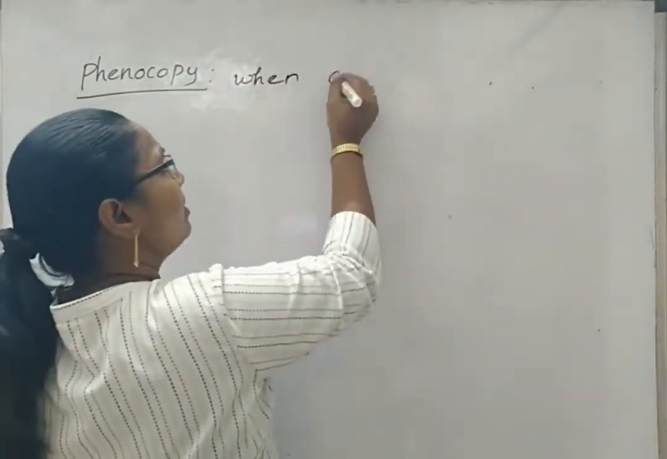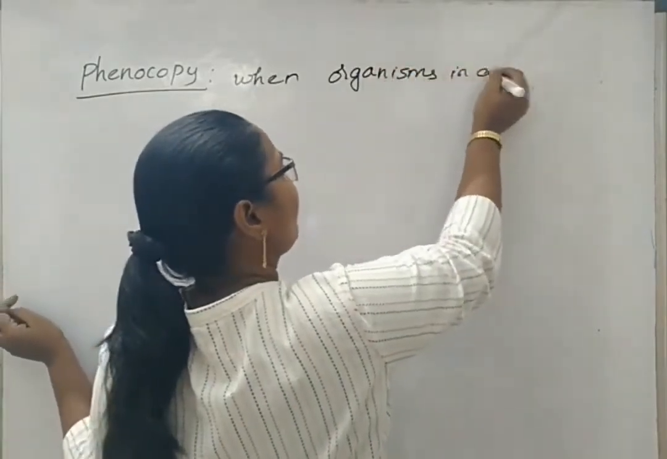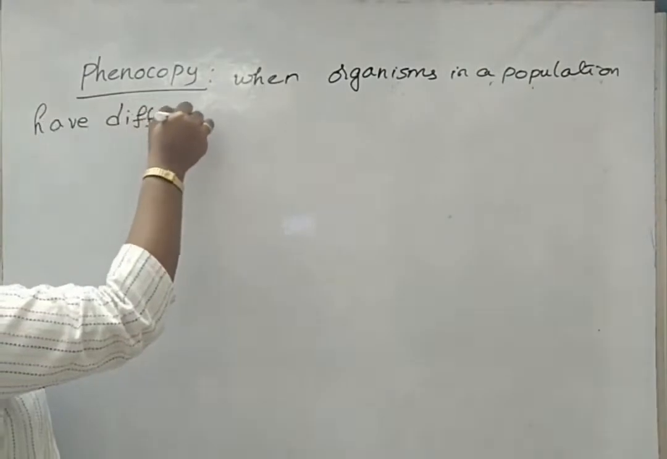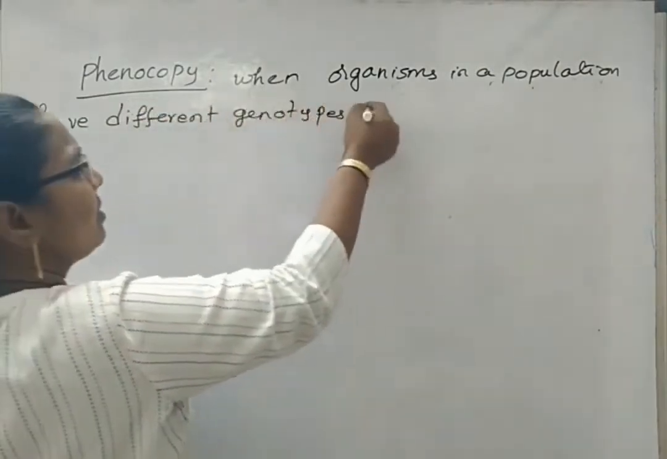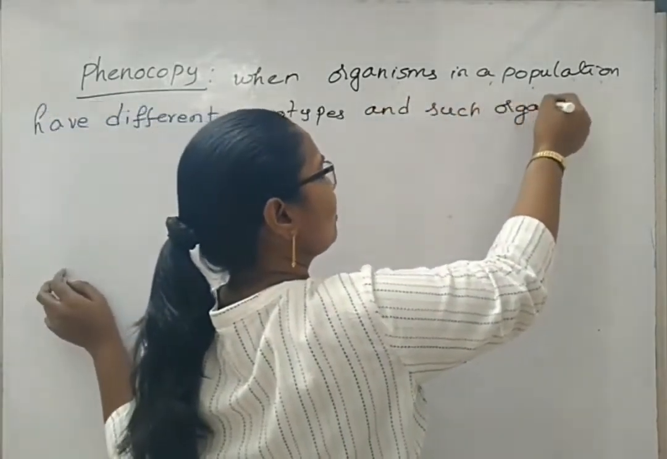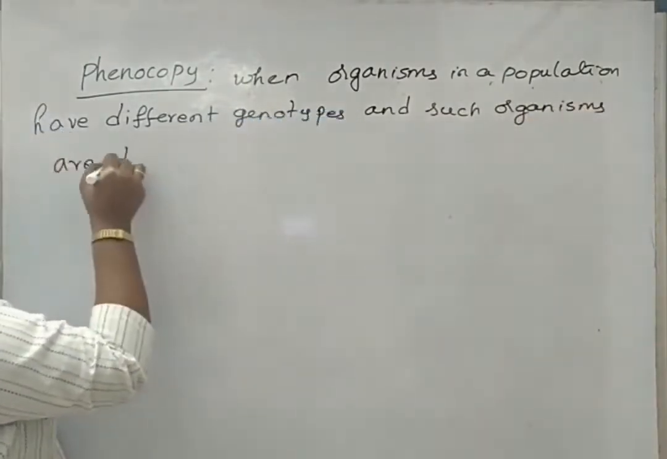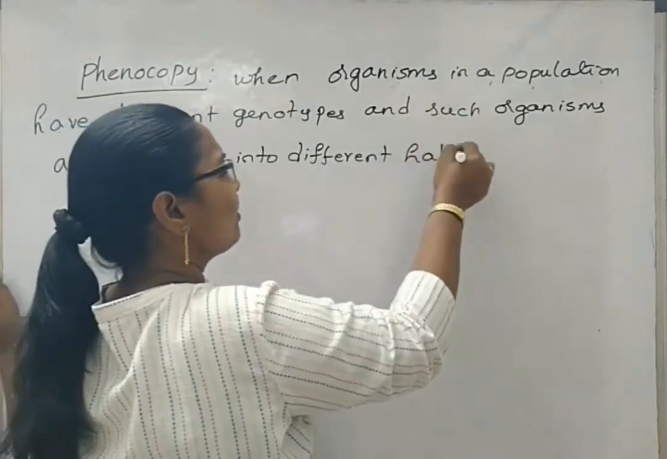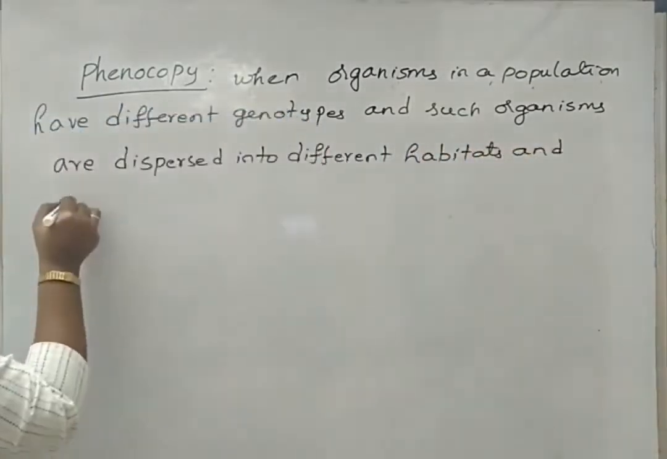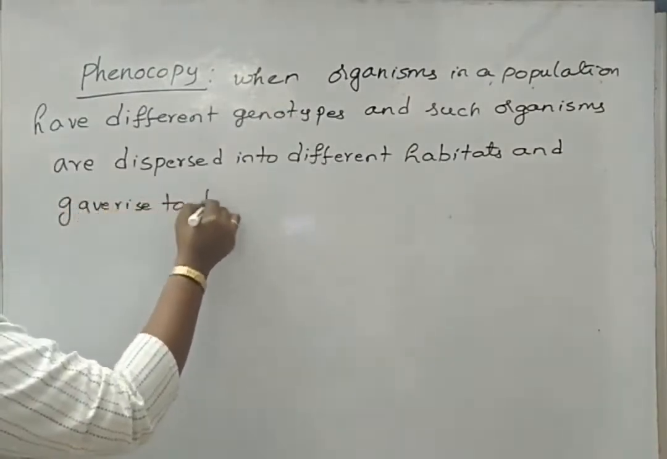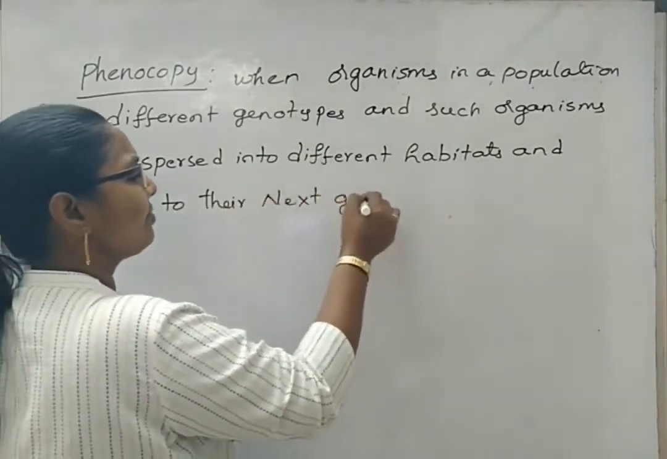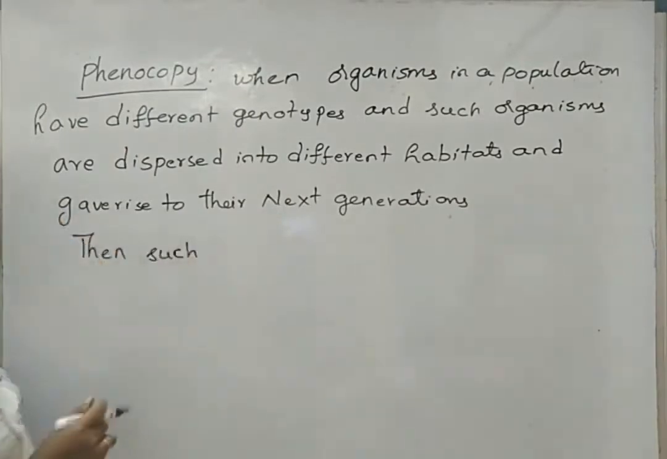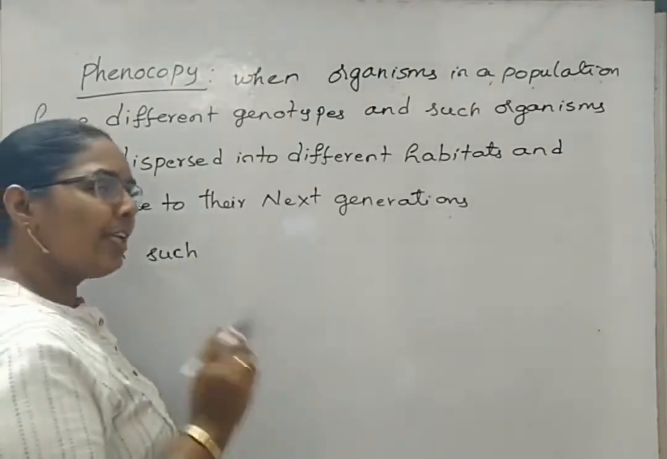When organisms in a population have different genotypes and such organisms are dispersed into different habitats and developed or gave rise to their next generations, then such genotypes in that population is said as phenocopy of each other.